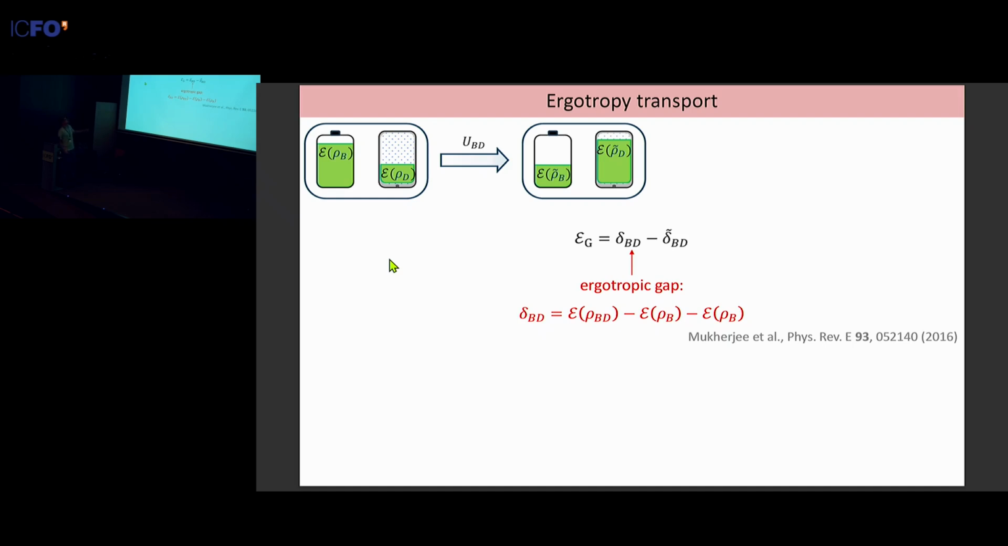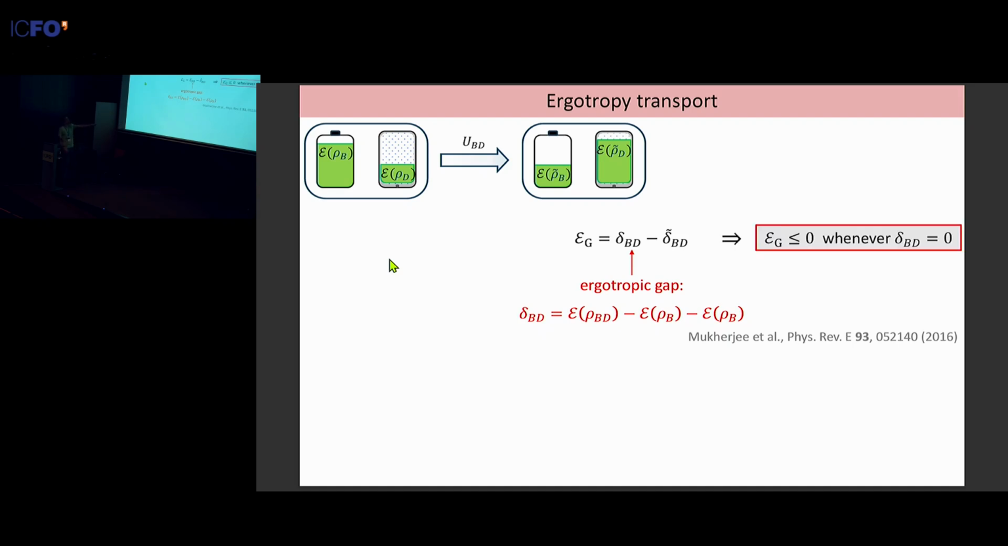Now, again, so we have our process, and what we first of all do is rewrite this ergotropy gain as a change in the ergotropic gap in BD, in the total system. Now, the ergotropic gap was introduced in this paper by Mukherjee et al. in 2016, and it's just the difference between the global ergotropy of the total system minus the sum of the local ergotropies. It is called the ergotropic gap, and it's always non-negative. And the gain is essentially the difference between the initial ergotropic gap and the final ergotropic gap.